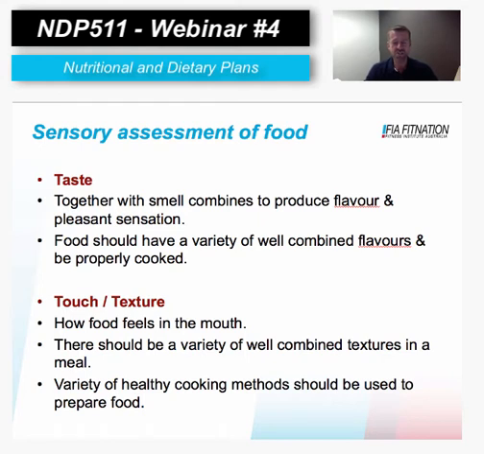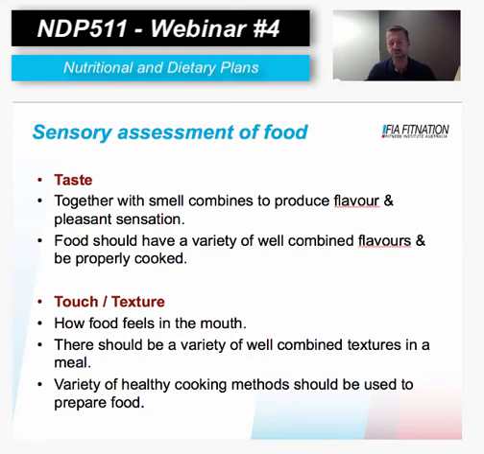Touch and texture, or how it feels in the mouth. We often talk about the term mouth feel. There should be a variety of well combined textures in a meal. If you think about a typical meal that you might have, especially if you're an omnivore eating meat and vegetables, there's the chewiness of meat that you actually need to masticate on or chew on.